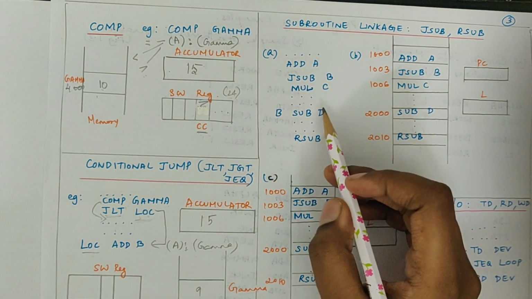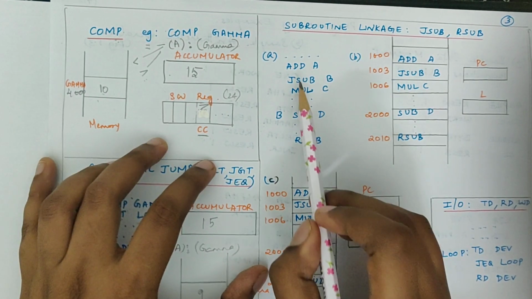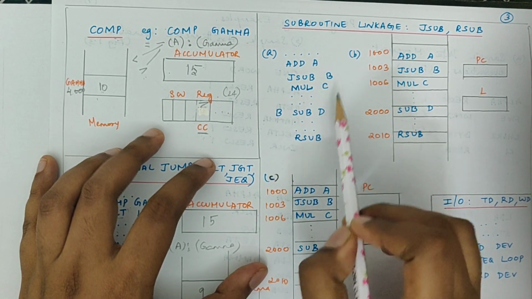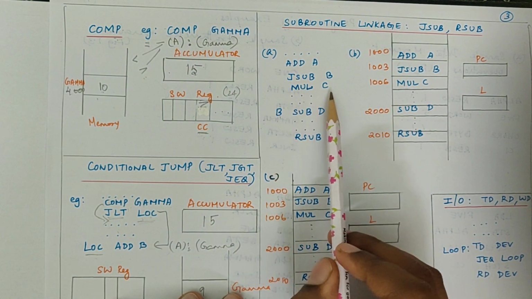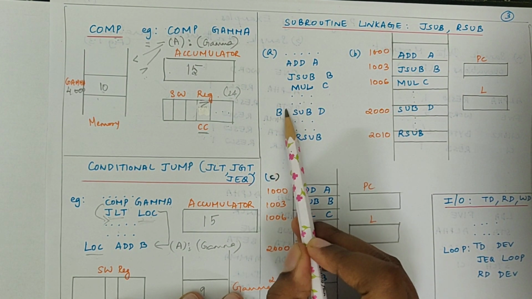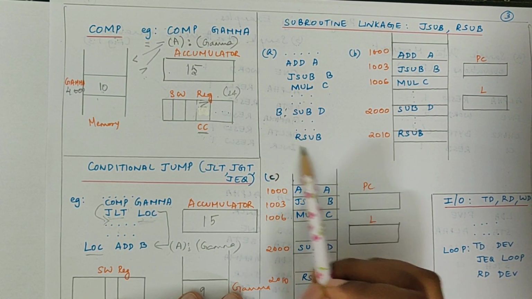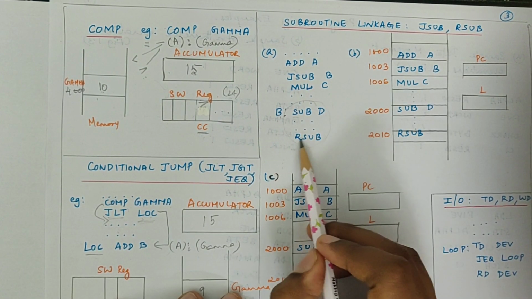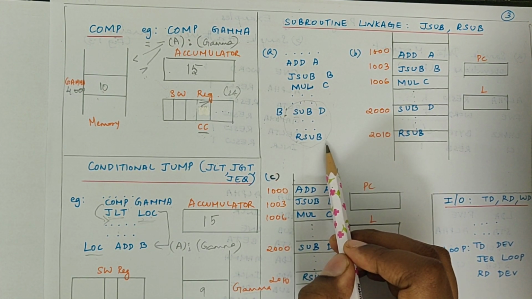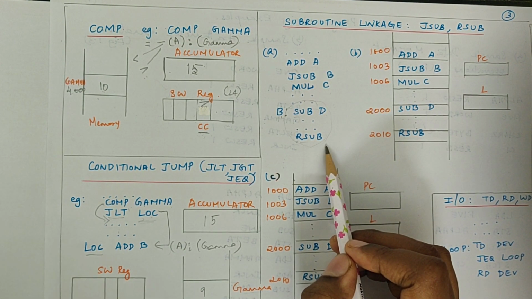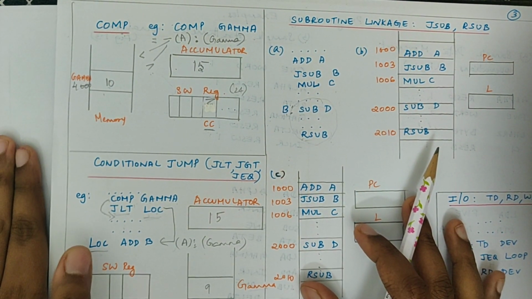This is a simple code snippet that is given. You have, say, an ADD instruction, ADD A. Then you have a jump to subroutine B, where B is the location given here. Then immediately after this instruction, you have MUL C. Then at location B, you have SUB D, and this is your subroutine. After that, it says return. So JSUB is jump to subroutine, and RSUB is return from subroutine. Those are the two instructions that come under subroutines.